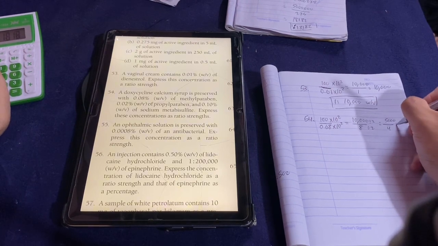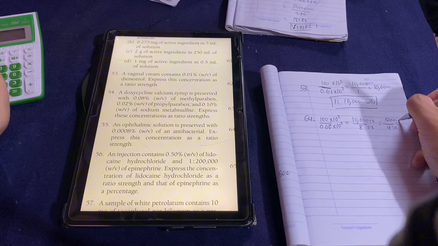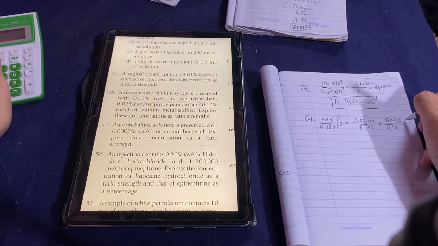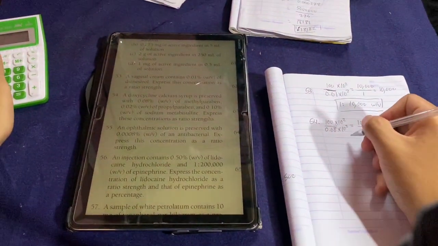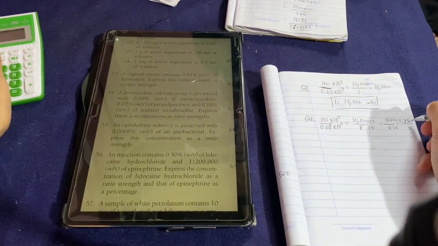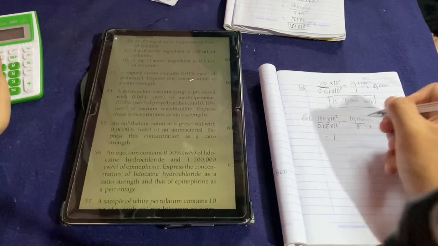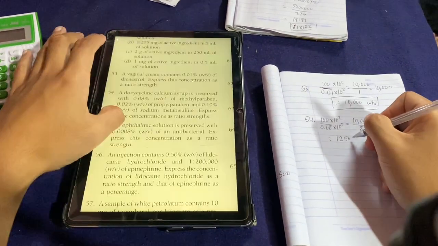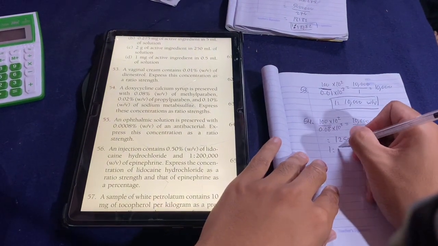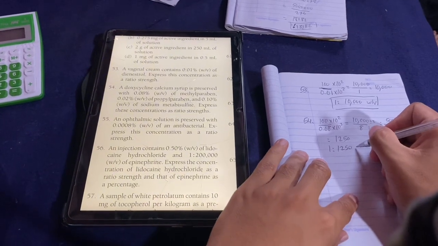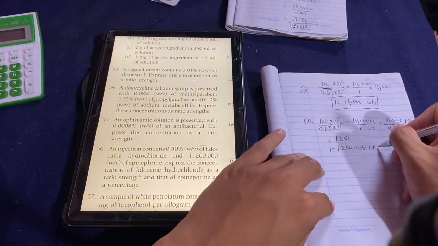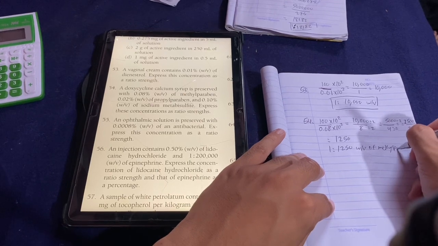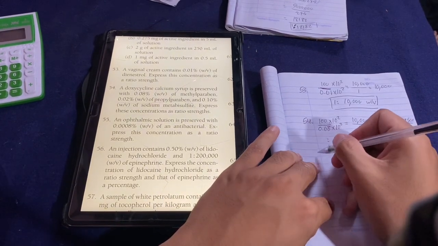Then here is 4. Then I can divide by 2 again, and again. What I get is 2,500 over 2. So 2,500 over 2 is equal to 1,250. So that's the number. Then I say 1 is to 1,250 weight over volume of what substance? Methyl paraben. Then I'll go to the other substance.